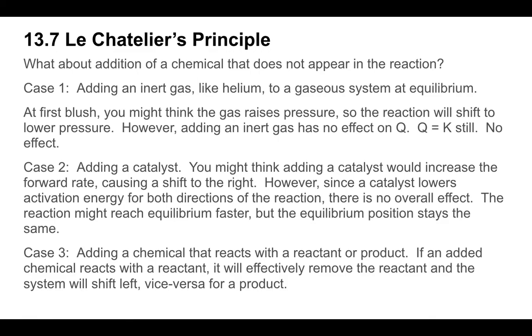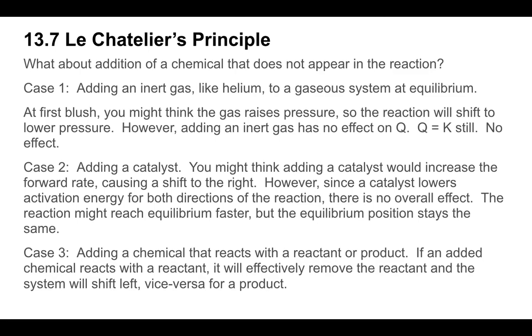Now, if you weren't in equilibrium, the catalyst would get you to equilibrium faster, but the equilibrium ratio of products over reactants is still based on products and reactants, not on catalysts. So catalysts are a kinetics thing. Catalysts speed things up, but they don't affect whether products or reactants are favored.